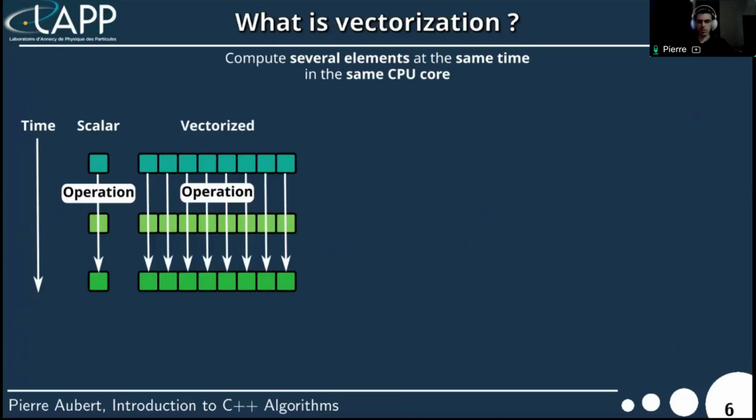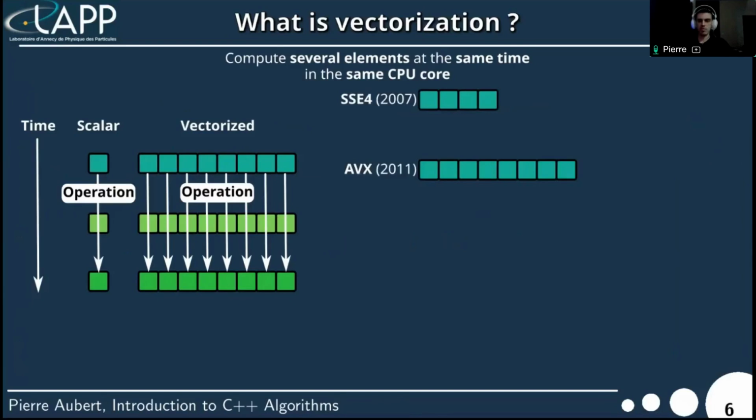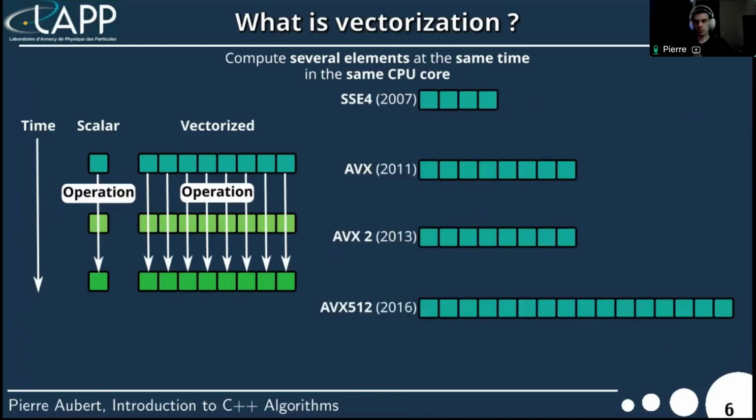So vectorization starts to be a bit old now. In 2007, we have SSE4, so we can vectorize 4 elements at the same time. AVX 2011, 8 elements at the same time. AVX2 2013, 8 elements at the same time. And AVX-512, 2016, 16 elements at the same time.